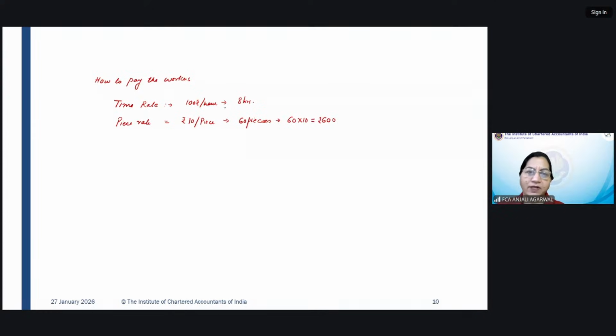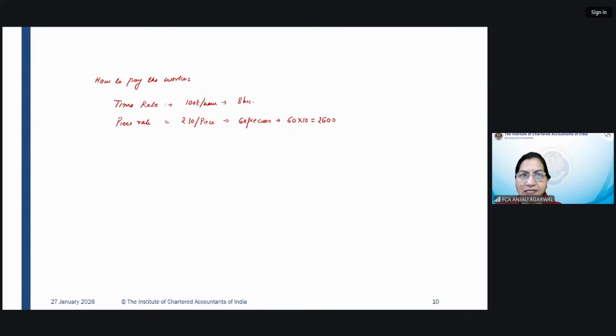Both methods have their own pros and cons. If you pay the time rate, an efficient and an inefficient worker are both paid at the same rate. If you pay at the piece rate, a worker who is not able to produce the right number of pieces on a particular day, maybe because he is not well, could manufacture only 20 pieces, and his wages drop significantly to 200.